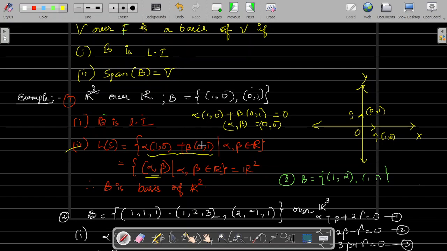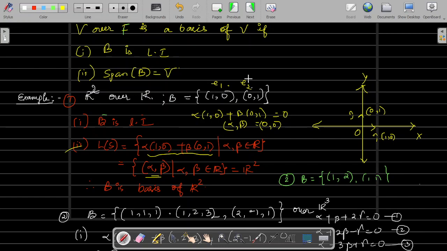These two vectors span the entire plane R square. You can write any vector as a linear combination of these two vectors. Hence, the linear span becomes equal to R square. Both the conditions of a basis are satisfied for this set B. Hence, B is a basis of R square. This basis in particular is called the standard basis. These are the standard vectors (1, 0), (0, 1). They form the basis of the given vector space R square. That basis is called the standard basis.